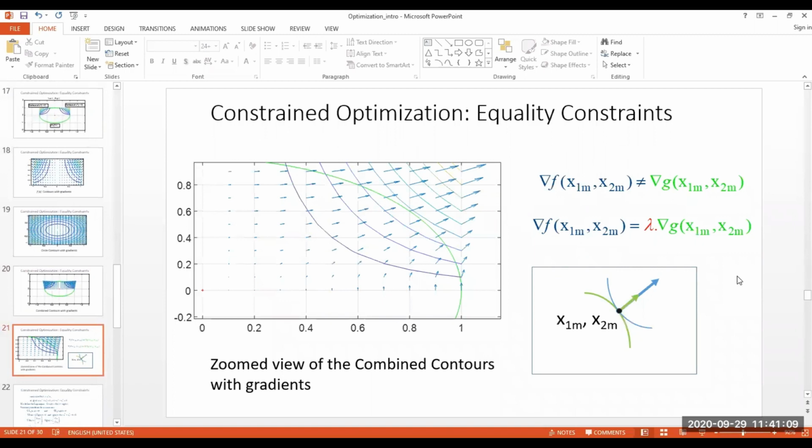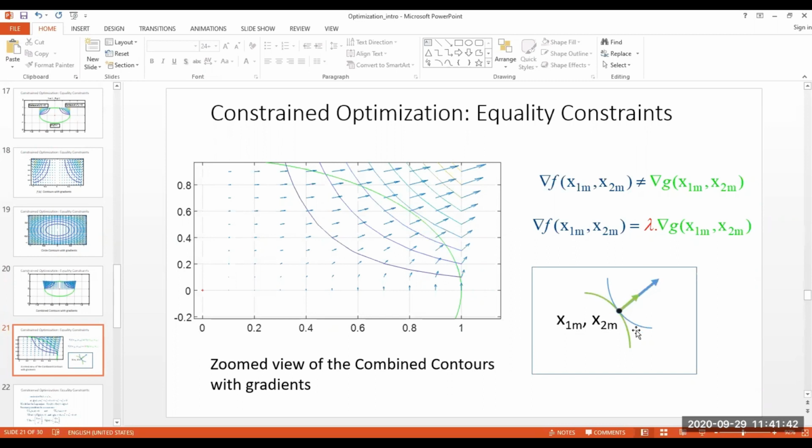Now if I remove all the other unnecessary gradients and only keep the touching point at x1m, x2m, let's say this is our solution. If this is the solution, it can be calculated mathematically. You can solve those partial derivatives and find this point explicitly. So let's say this is our point. At this point, I have to calculate the gradient.